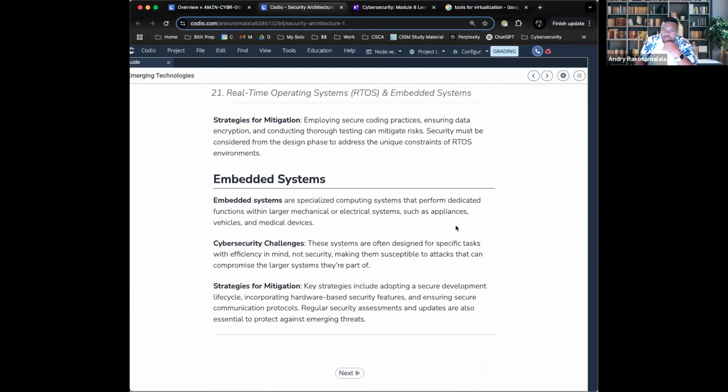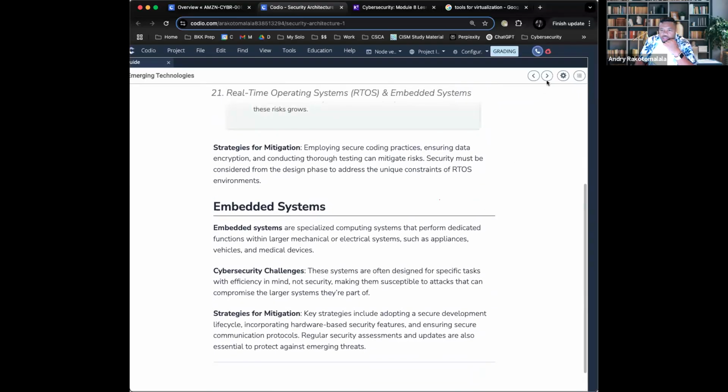All right. This one, you don't need to worry too much about because I think they run more into government sector.